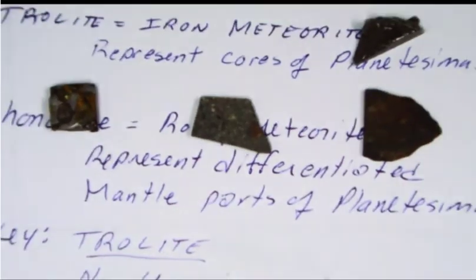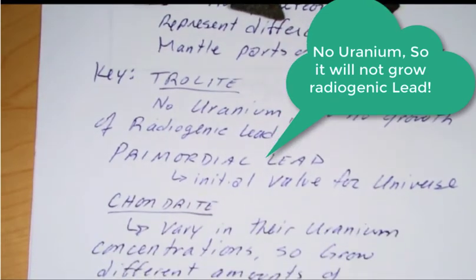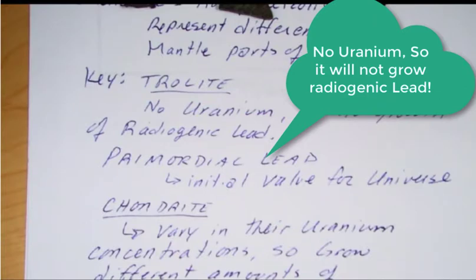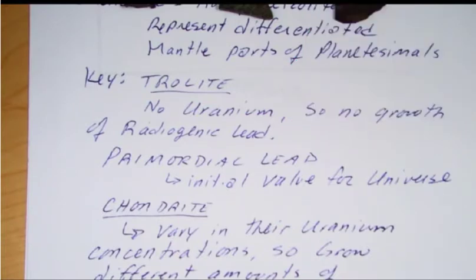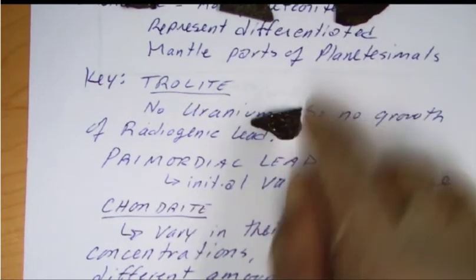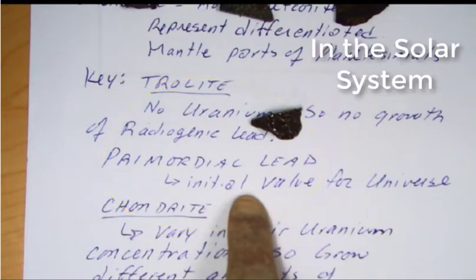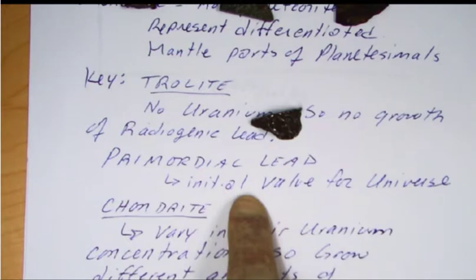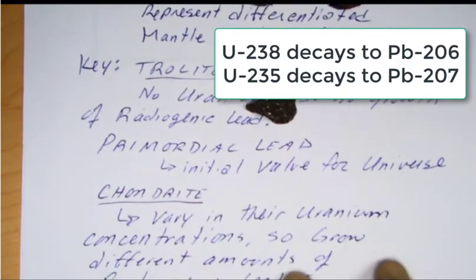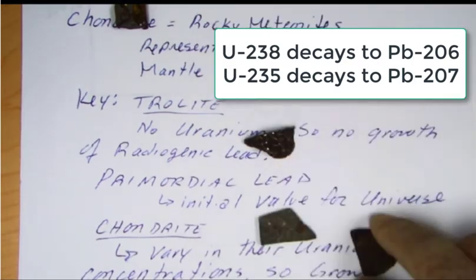Now, the significance of these, the key, is this next part here. The trollite has no uranium, which means it's not going to grow any radiogenic lead. So the lead that we measure from these trollites, from these iron meteorites, is important because it's what we call primordial lead. That primordial lead is the initial value of lead in the universe, right? So that gives us a foundation, a starting point for lead in the solar system. Anything that deviates from that would have grown through the decay of uranium, because remember, there are two isotopes of uranium that decay to lead. And the chondrites, which are these rocky ones up over here, vary in the uranium concentration.